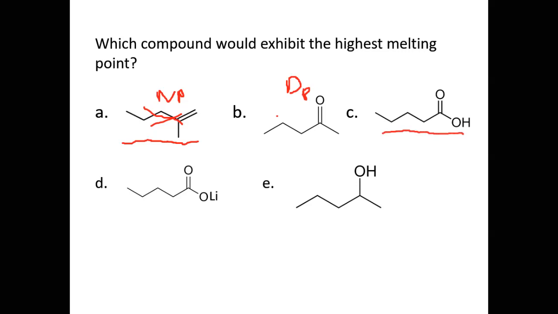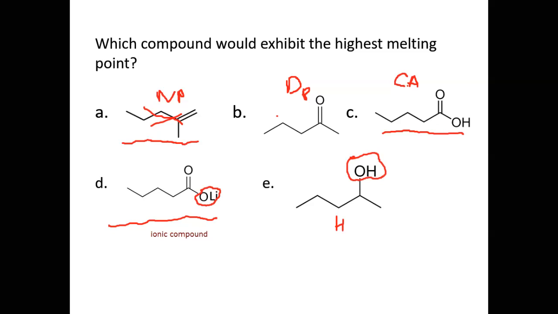What about C? What type of compound is that? That's right, it's a carboxylic acid. So it has hydrogen bonding and dipole-dipole. What about D? What type of compound is that? I'm waiting. That's correct. It's an ionic compound because it has lithium in it. Lithium is a metal, so when you have a metal and a non-metal, you have an ionic compound. And then E, we have an OH group, so we have hydrogen bonding.